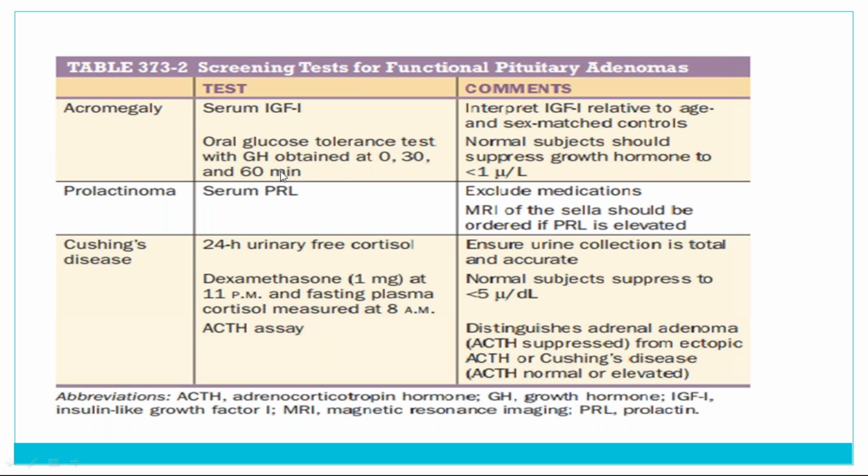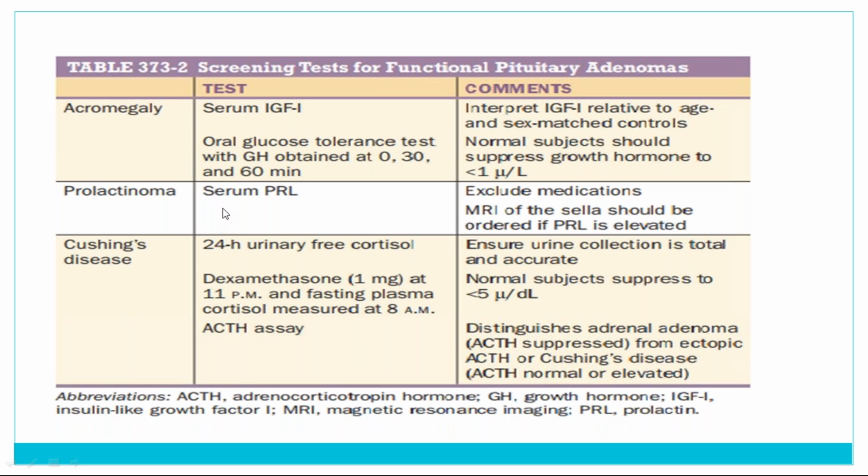So you are giving glucose and you will check the growth hormone levels at 0, 30 and 60 minutes. Normally we will have growth hormone suppression to less than 1 microgram. If the growth hormone is not less than 1 and it is more, if it is 4 and so on, then we will think of growth hormone secreting pituitary adenoma. Okay, everyone understood?